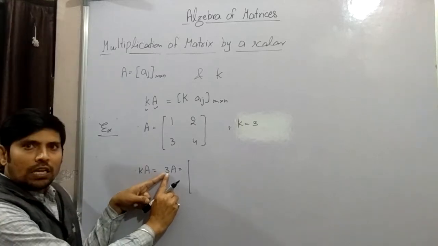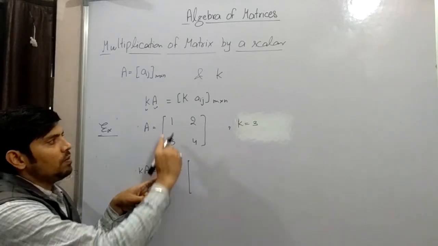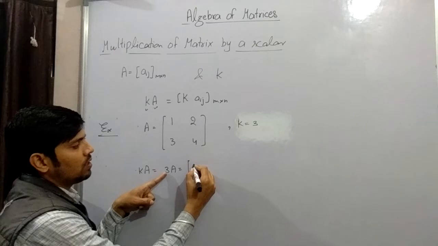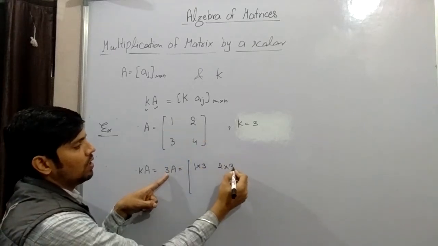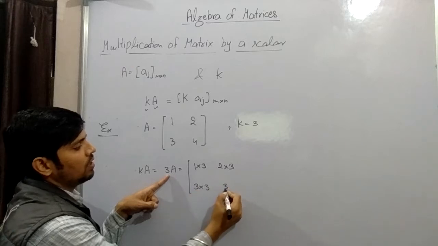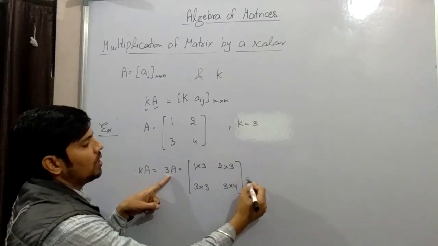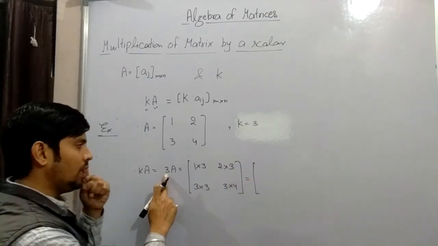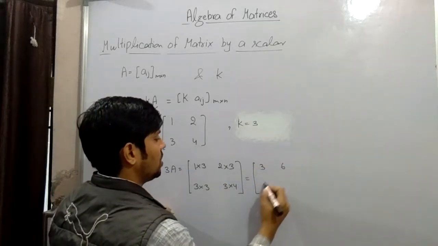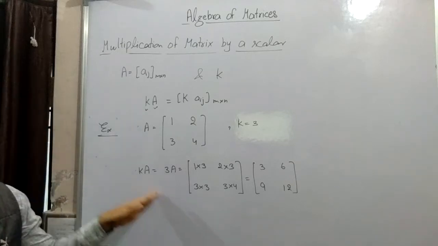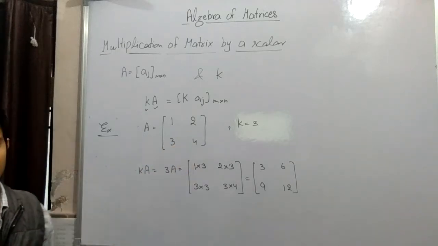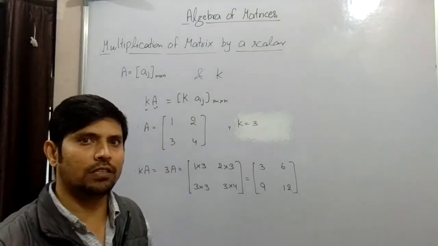Here 3 is a scalar, and this scalar will be multiplied by all the terms, that is 3 1s are 3, 3 2s are 6, 3 3s are 9, and 3 4s are 12. All the elements get multiplied by this 3. So this will become 3, 6, 9, 12. I hope you understood how we do scalar multiplication with a given matrix.